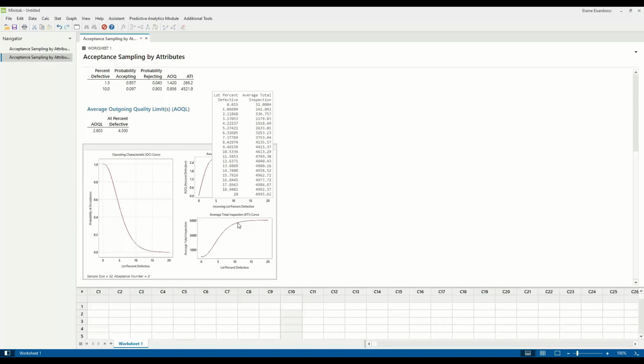And if we look at the very top, there's our AQL, 0.015, 1.5%. And there's our inspection, 52. Really, it's a little over 52. Maybe it should be 53, but I said 52, so we'll stick with that. It's just being way precise to those 4 decimal places. But then you can also see as your lot percent defective goes up, there's how much your average total inspection would be.